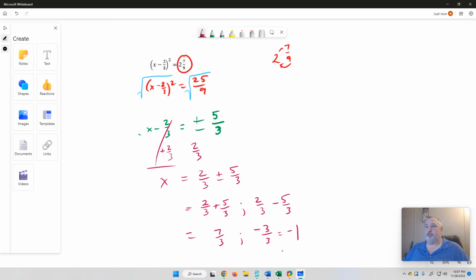So I hope this helps you finish up complete the square problems where you end up with a mixed number and you don't know what to do. Don't work with those mixed numbers, change them to improper fractions, and then go through the steps. So I hope this helps you. If not, please let me know.